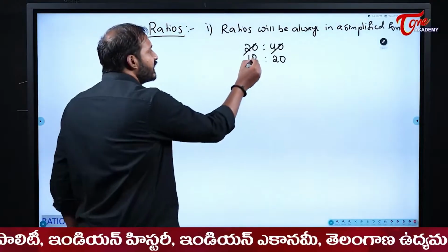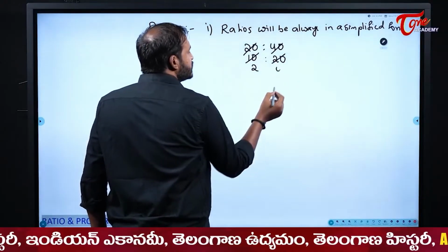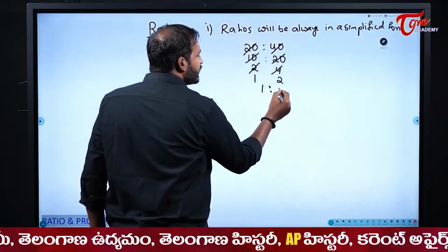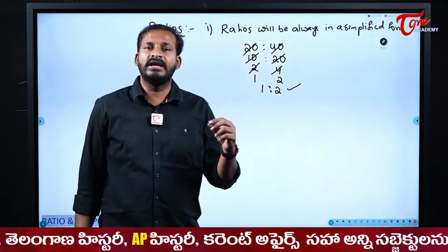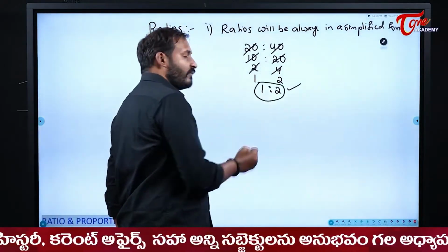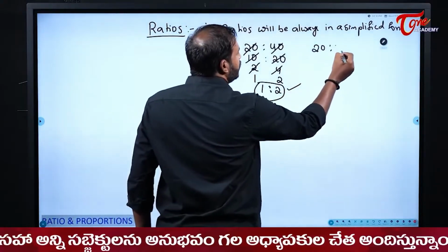Why? Because I can further cancel with the 5 table: 5 2s, 5 4s, and next 2 1s, 2 2s. So at last, I can write the answer as 1:2. Whenever you write a ratio between two numbers, it should always be in a simplified form. I cannot leave it as, sir, 20 is to 40, which is also equal to 10 is to 20.